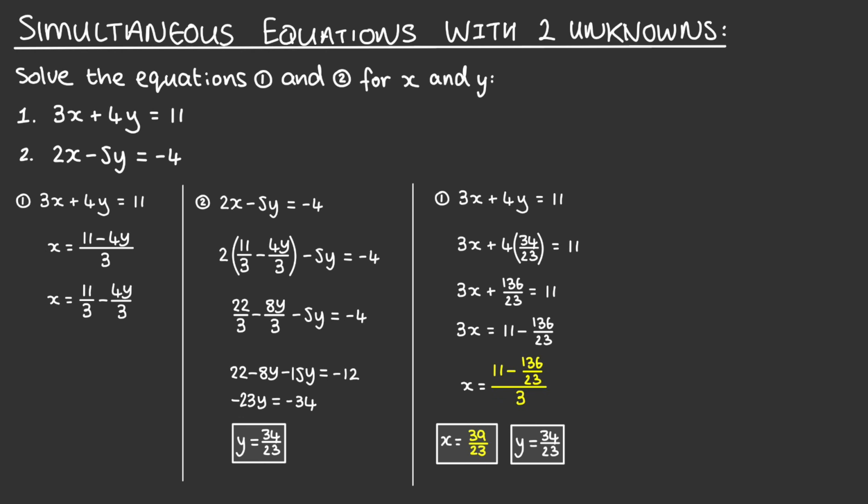If your answer does look strange, you can take the values of x and y that you found, and you can sub them back into each equation. And if the values of x and y that you found are correct, the left hand side should equal the right hand side of both equations. And that's really it for this topic.